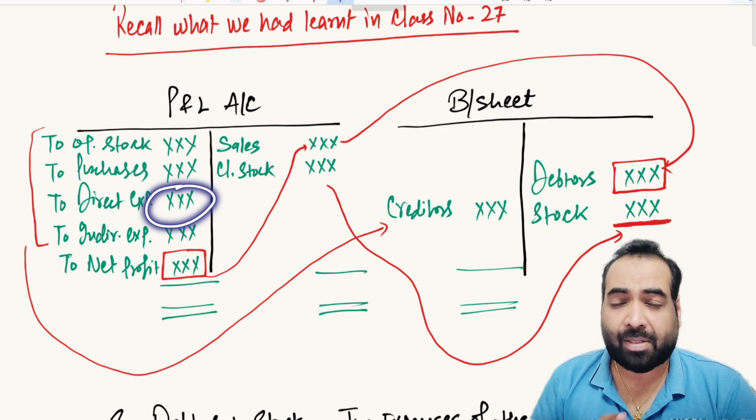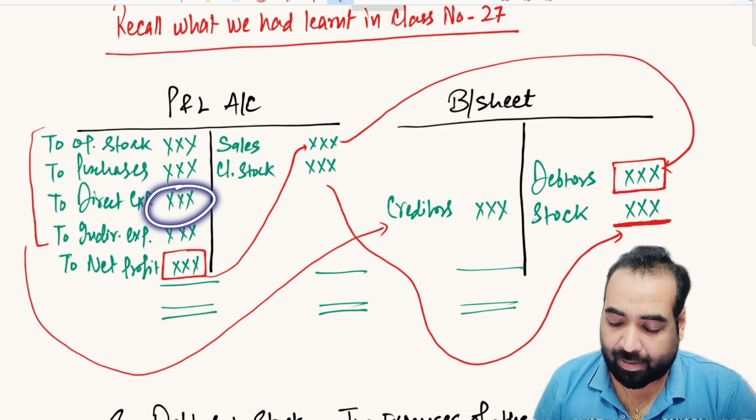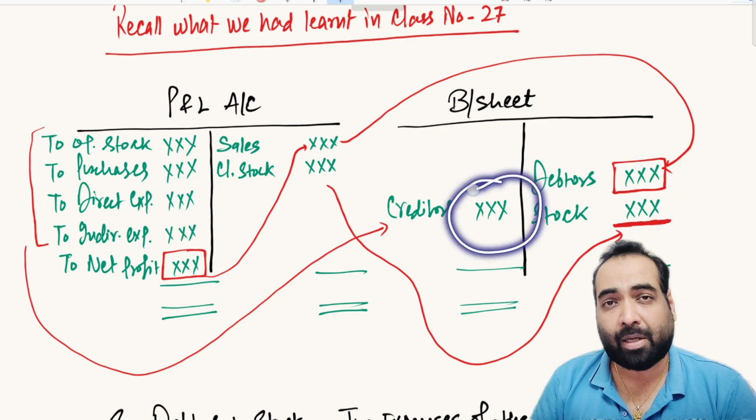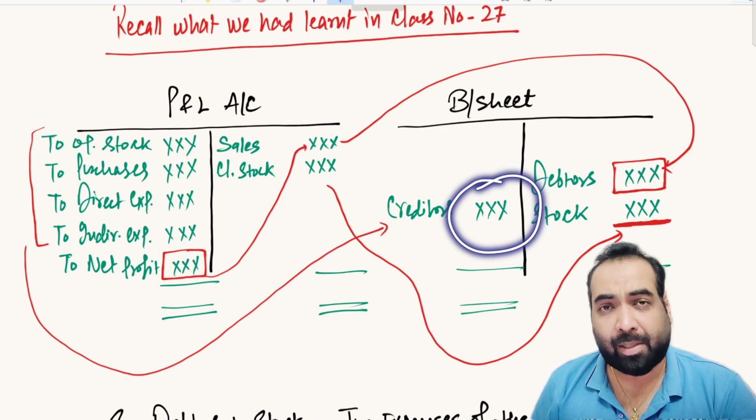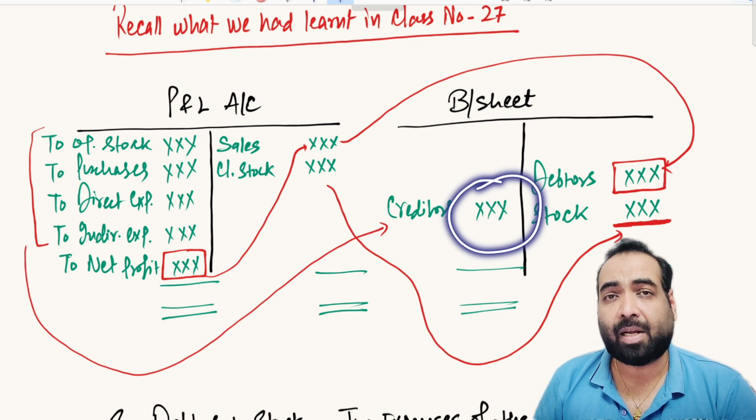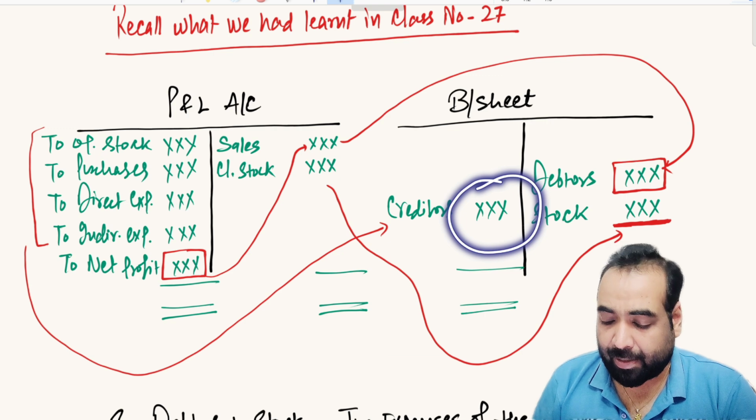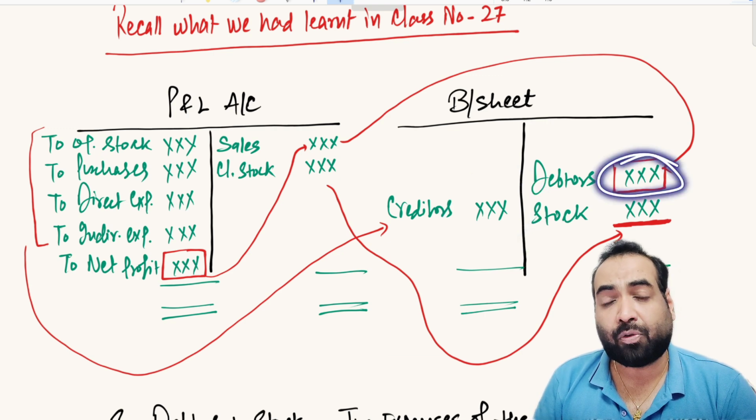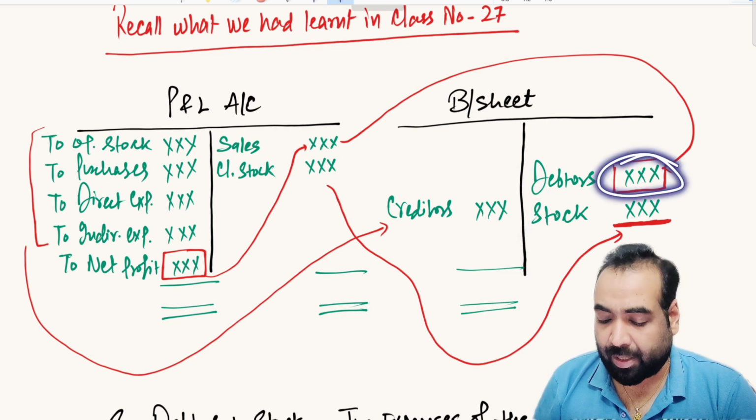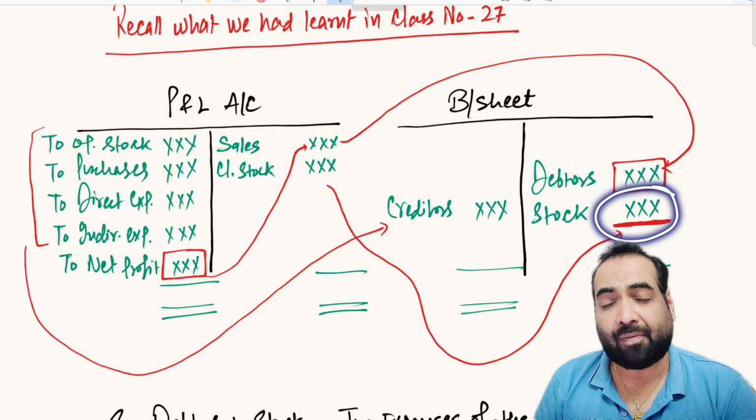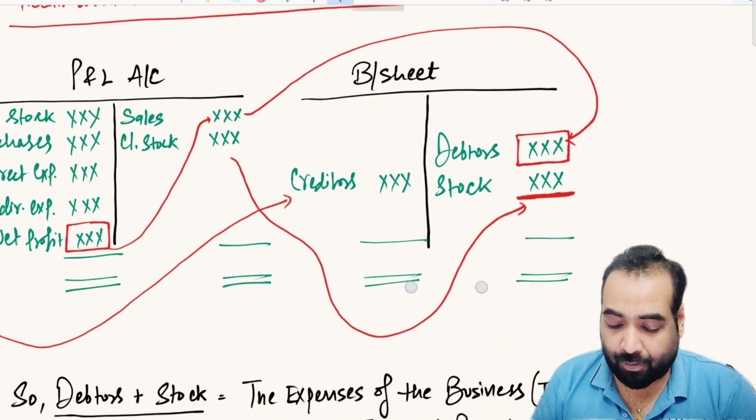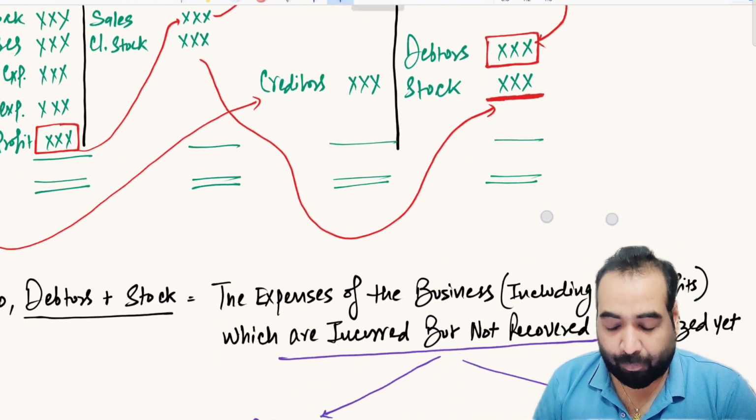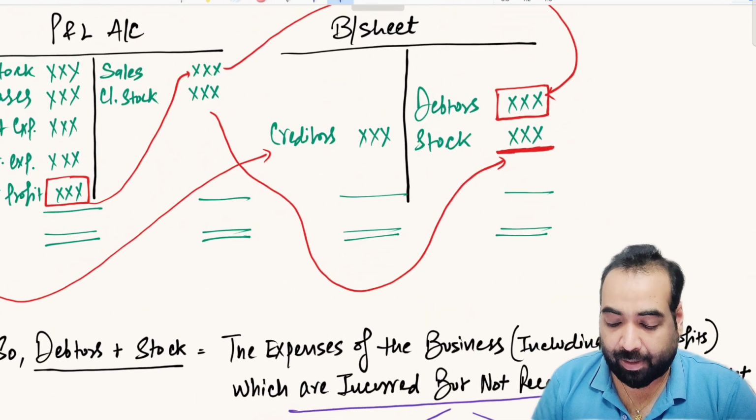So for simplicity's sake, I have taken the example of only three items to make you understand the concept more clearly. The creditors represent the expenses that you haven't paid yet. Debtors represent the sales that you haven't recovered yet. The stock represents the investments that you have made, which are not yet realized by doing sales and recovering from the parties, right? So these three things in combination, what do they represent?